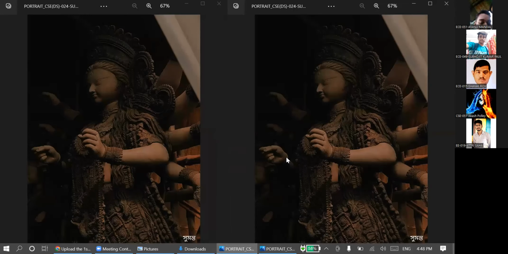Look at these two pictures. Can you see the difference? This one.